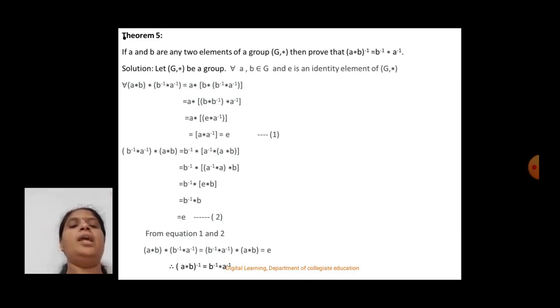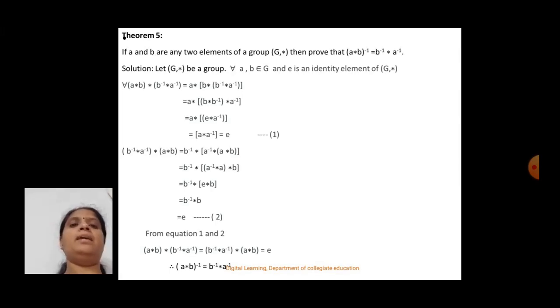Let's consider (a star b) star (b inverse star a inverse). Let's change the bracket here: a star (b star b inverse) star a inverse. According to the associative law, the bracket is changed for b and b inverse. Then b and b inverse, as we know, is the identity element e. Therefore, a star e star a inverse. Next, e is absorbed, so we have only a star a inverse, which is nothing but e. Call it equation number 1.